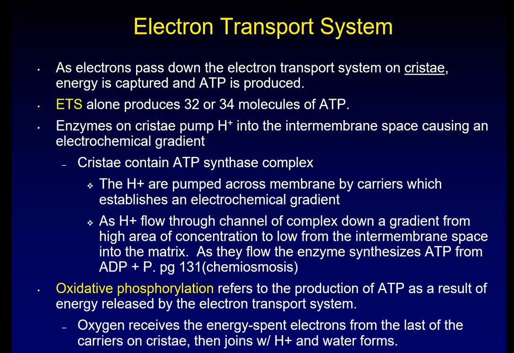Remember, we said oxygen is flowing across this membrane, and it's at the ETS where oxygen pulls those energy spent electrons out of the ETS, and then it's able to join with those hydrogen ions coming back through from the intermembrane space. And we know that if we have a half O2 plus two hydrogens plus those electrons, we end up creating water. So it joins with hydrogen ions and forms water. So that's what's going on down at the ETS.